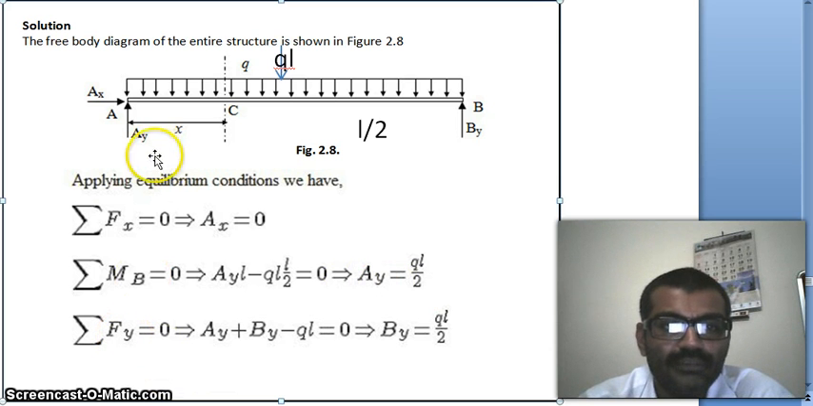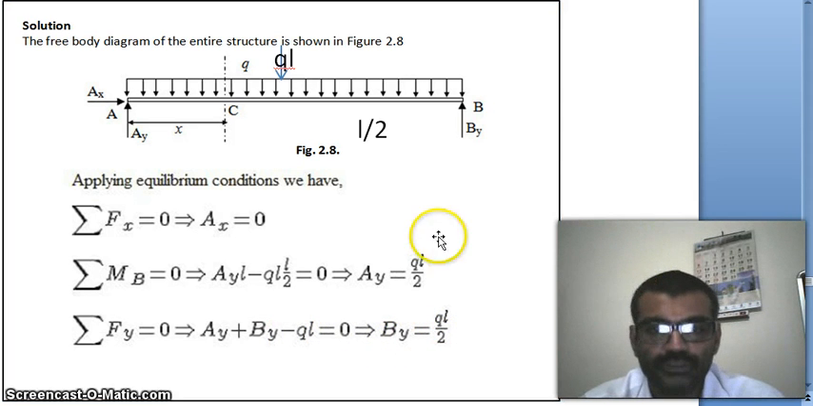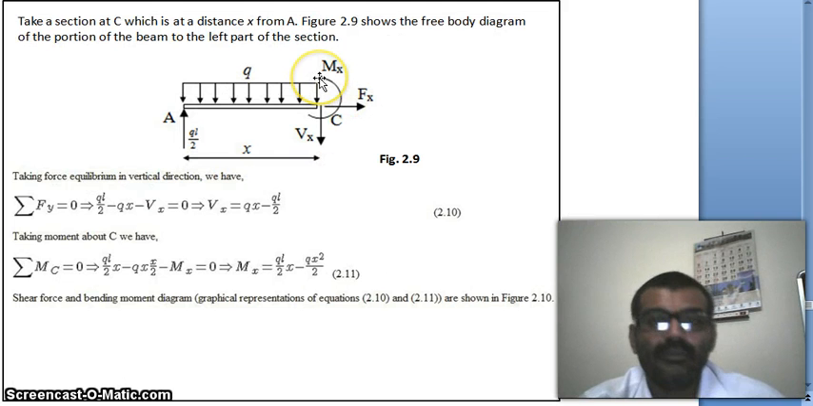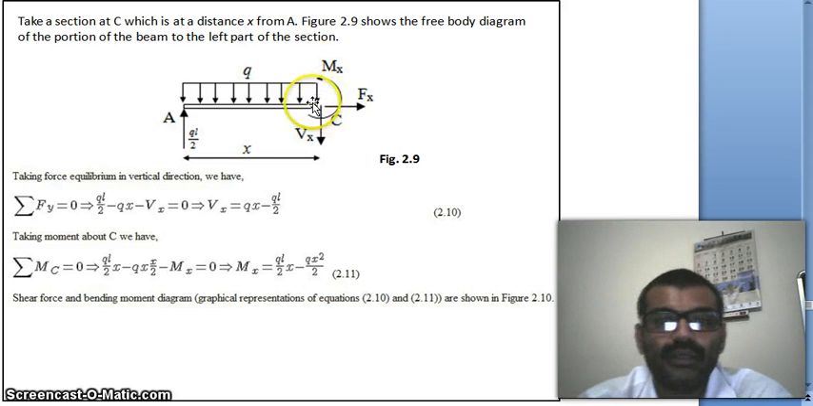Then sigma y is equal to 0. So we have two upward forces, one is AY and another is BY, both are going upward, right? AY is going upward, and BY is also going upward. So AY plus BY, where only one force is going down. Now we converted this UDL into the point load, so that is going downward, right? So QL is negative, that is equal to 0. So we get BY is equal to QL upon 2. So now we have the reactions, that is AY is equal to QL upon 2 and BY is equal to QL upon 2.